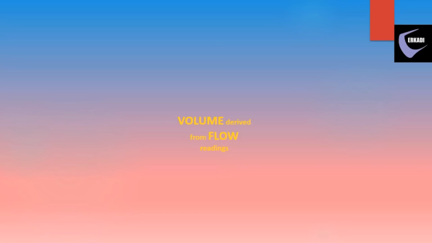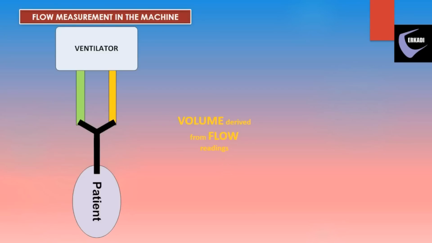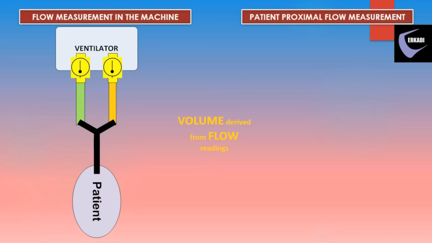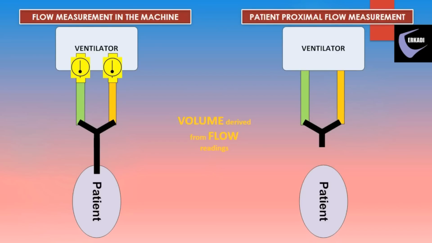There are two approaches taken by ventilator manufacturers to position the flow sensor. The great majority position the flow sensor inside the ventilator. Some of the more recent ones, and those needing to measure small volumes precisely, for example neonatal and pediatric ventilators, place the flow sensor in a patient proximal position. Let us look at each of the approaches.